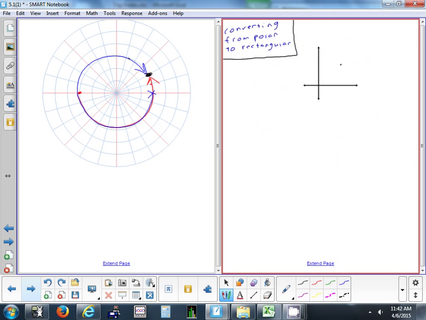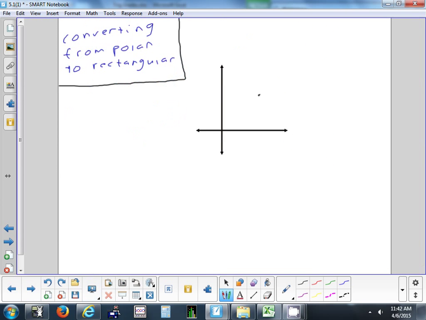All right, so the last thing we'll look at is how we can take a point that's in polar, this new system, and change it back to rectangular. Because sometimes rectangular is easier, depending on what you have to draw.